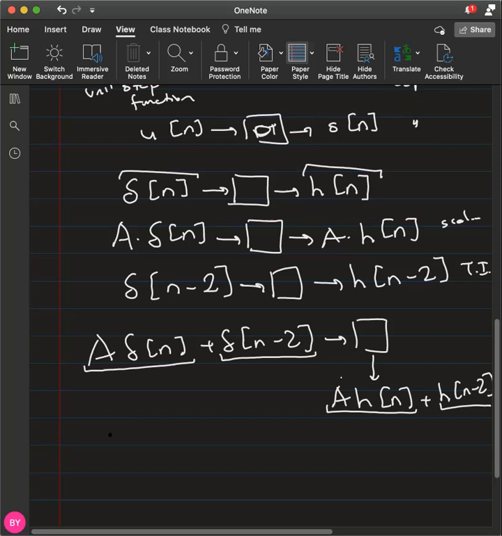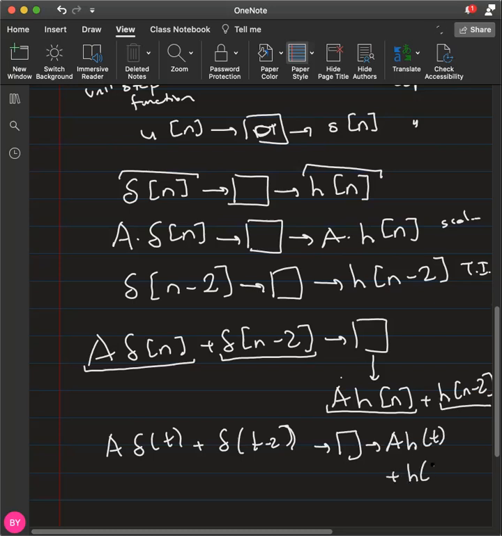Similarly, if I have a times Dirac of t plus Dirac t minus 2, then I should have as my output a times h of t plus h of t minus 2. So it is similar in discrete time and continuous time, using linearity and time invariance. This is the first part, and I would like you to understand this part clearly right now.